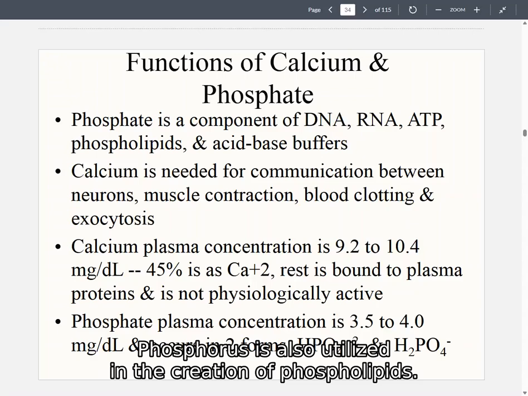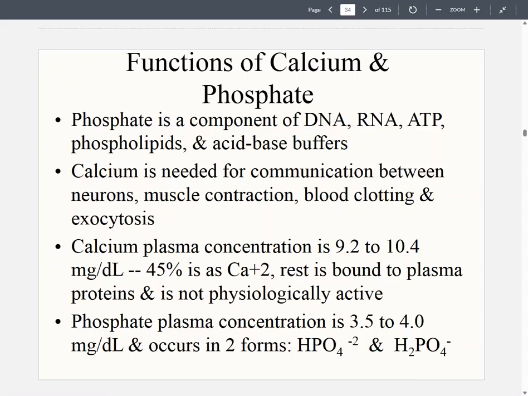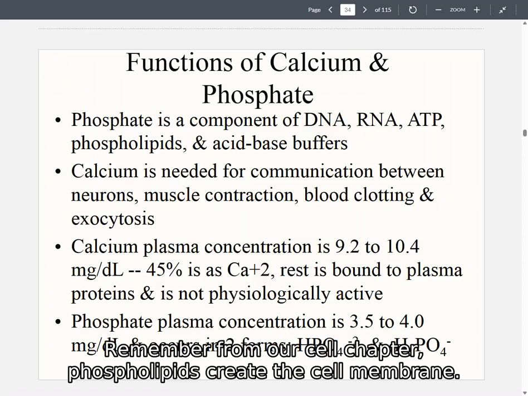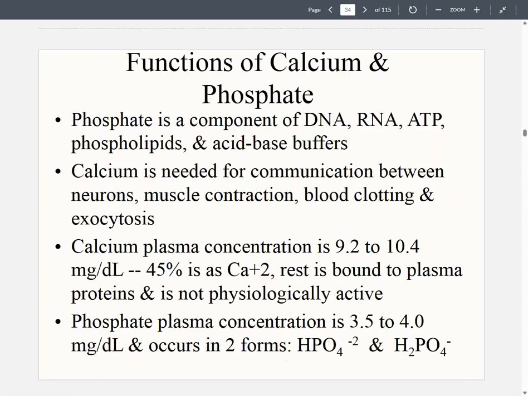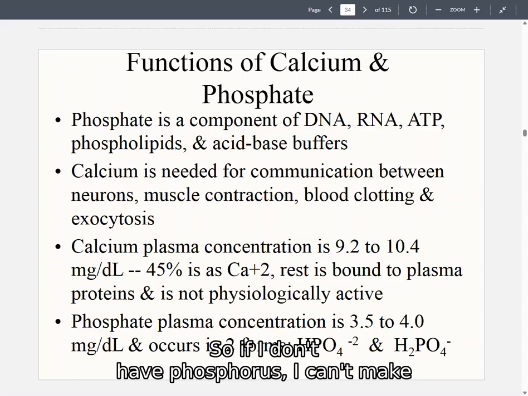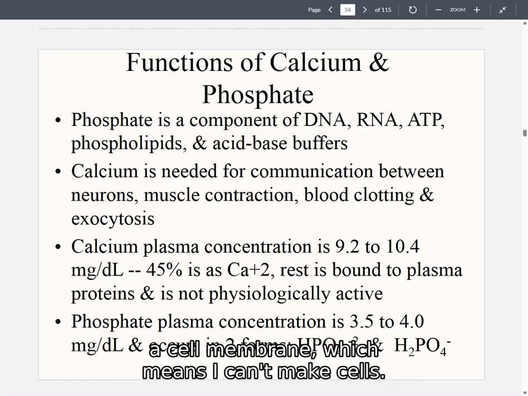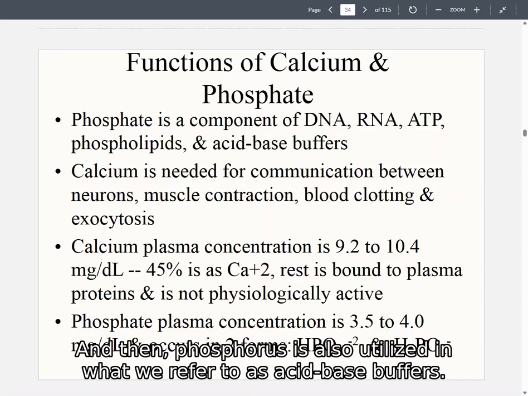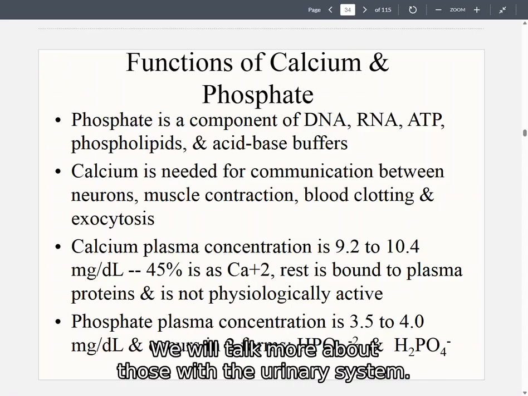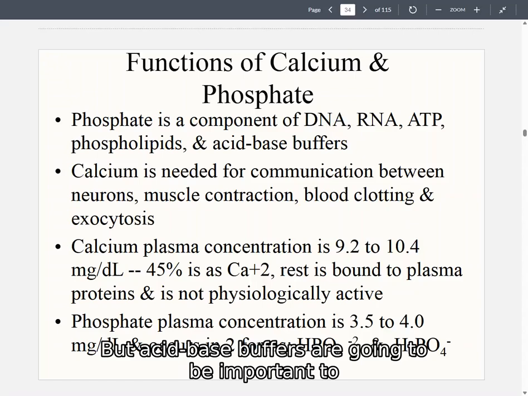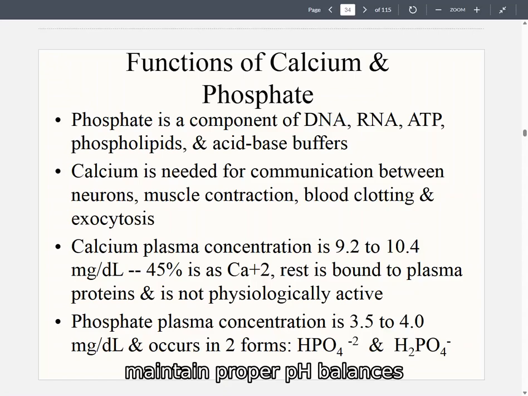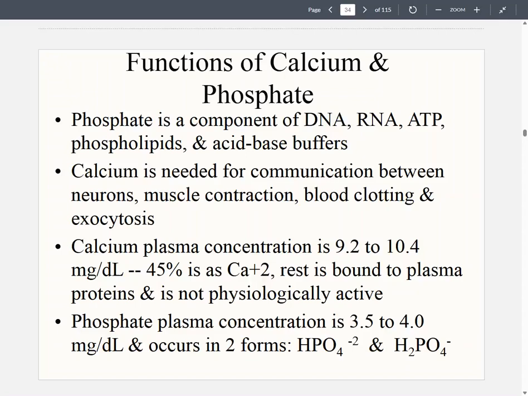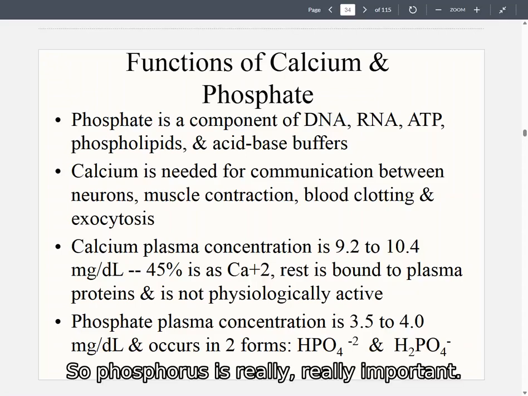Phosphorus is also utilized in the creation of phospholipids. Remember from our cell chapter, phospholipids create the cell membrane. So if I don't have phosphorus, I can't make a cell membrane, which means I can't make cells. And then phosphorus is also utilized in what we refer to as acid-base buffers. We will talk more about those with the urinary system, but acid-base buffers are important to maintain proper pH balances in our various fluids in our body. So phosphorus is really, really important.